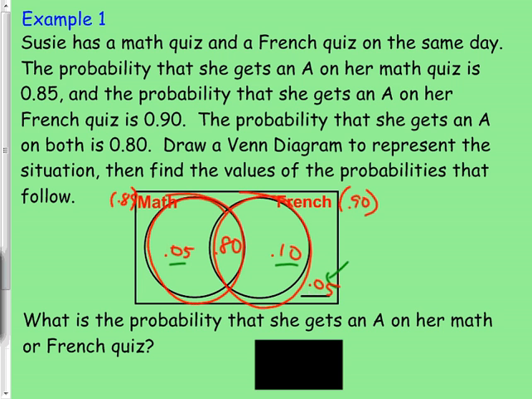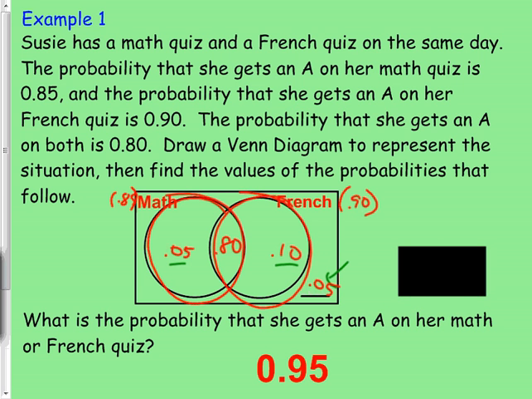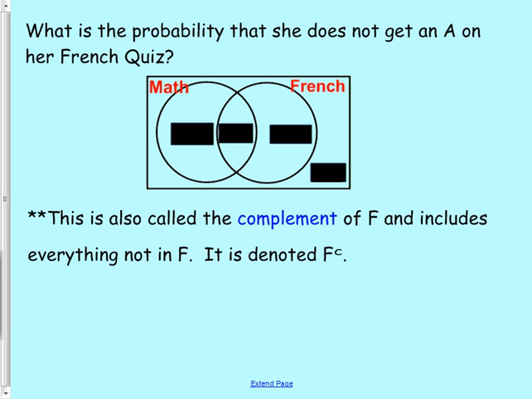So what's the probability she gets an A on her math or French quiz? Math or French? Math or French was both of those together, and that makes 95. Raise your hand if you're good with that. Okay, good. Then let's move on.